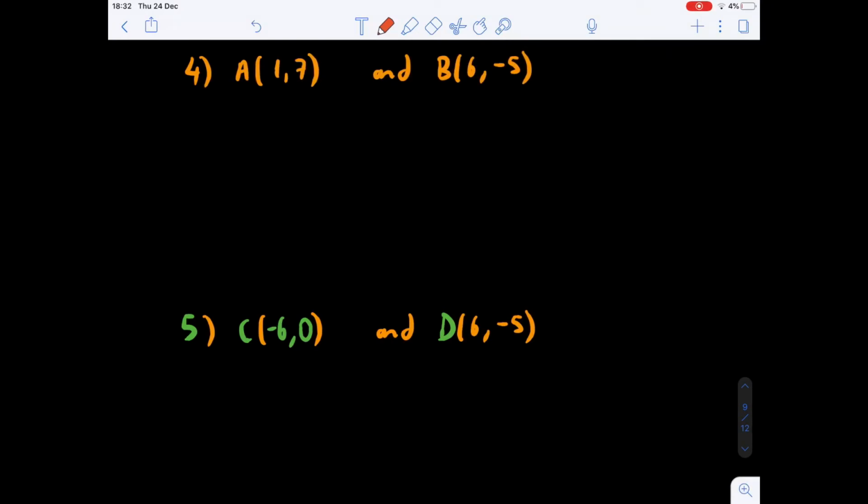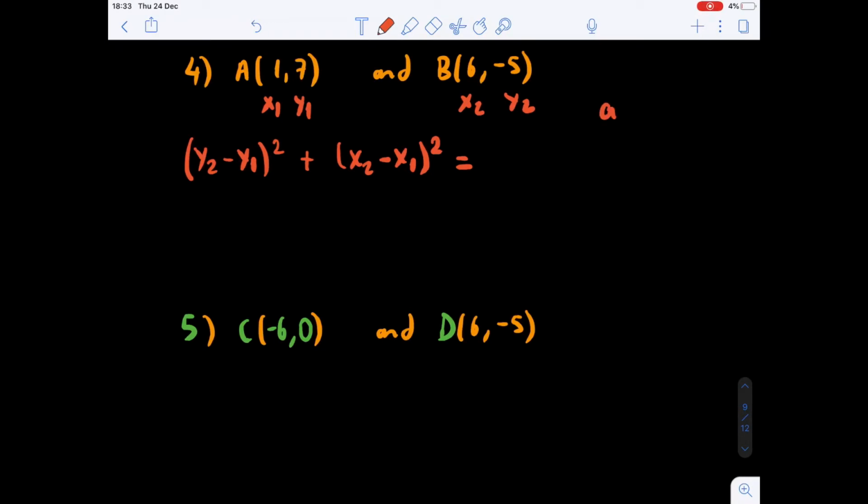So again, I'm going to name right now: this is x1, this is y1, this is x2, this is y2. So the distance is y2 minus y1 squared plus x2 minus x1 squared equals. You can name the length of the distance between point A and B. You can name it A, so you are finding A squared right now because you are applying the hypotenuse. Hypotenuse squared equals the square of one side plus the square of the other side. So we are applying the Pythagorean theorem.